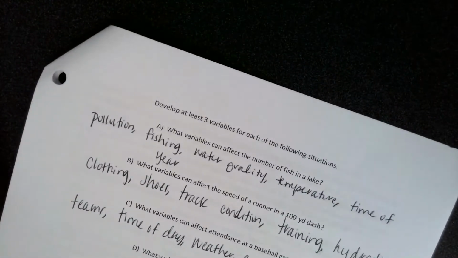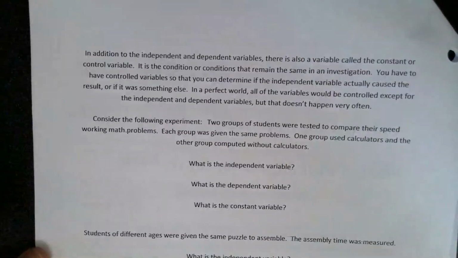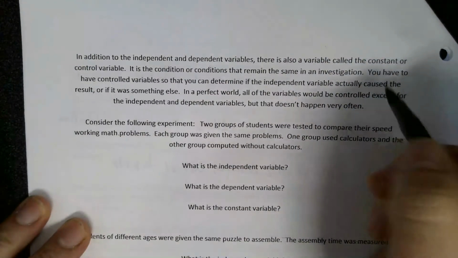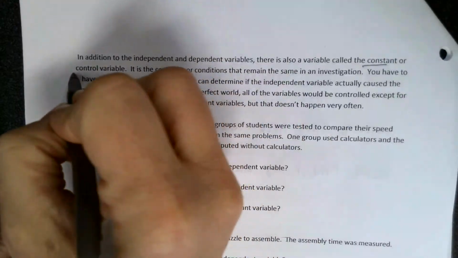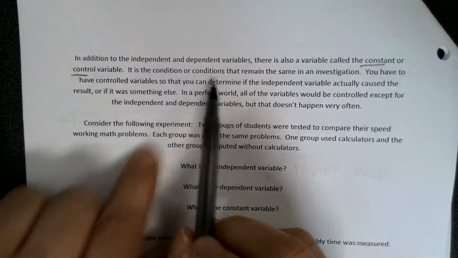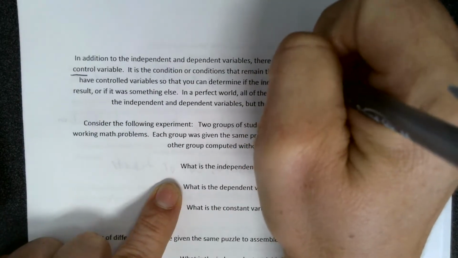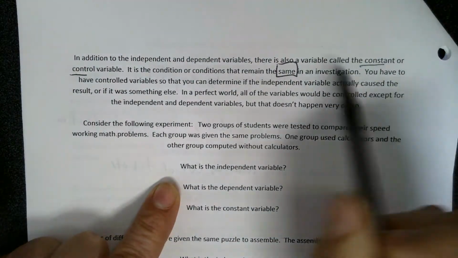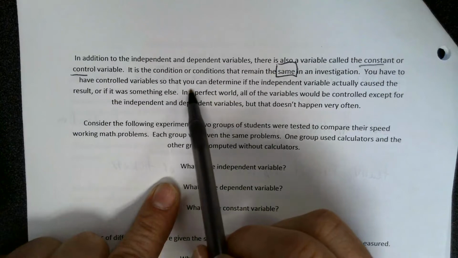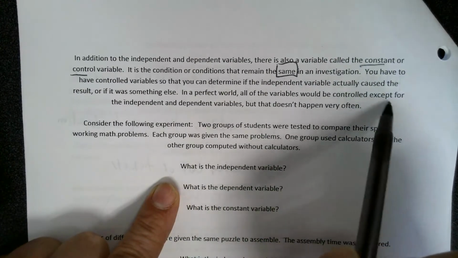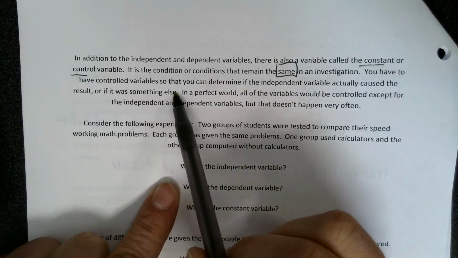If we go here to this next page, you'll see that in addition to those independent and dependent variables, you have what's called the constants or the controls. These are the condition or conditions that remain the same in an investigation. You have to have controlled variables so that you can determine if the independent variable actually caused the result or if it was something else.